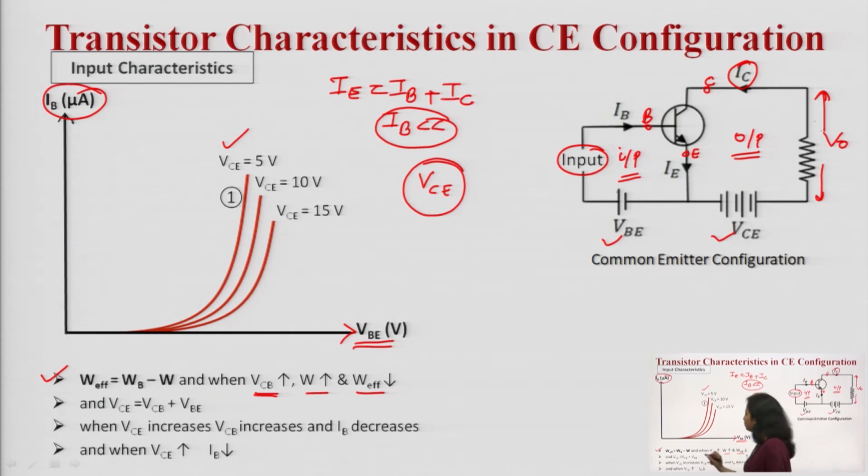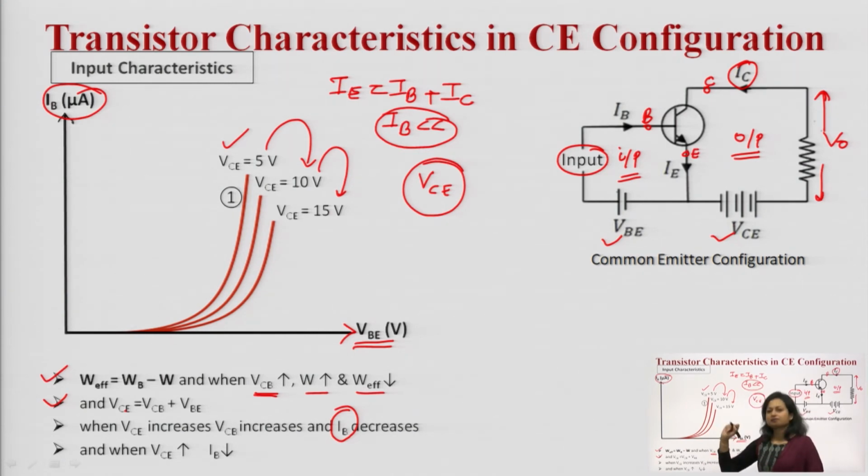At the same time, you know that VCE is what? VCE is VCB plus VBE. So when you are increasing the voltage VCE, if it is being increased from 5 to 10, then VCB will definitely increase. And when VCB increases, IB decreases. You must remember it. You can see over here, when VCE is increased from 5 to 10, IB decreases. When VCE is increased from 10 to 15, you can see IB decreases, right?